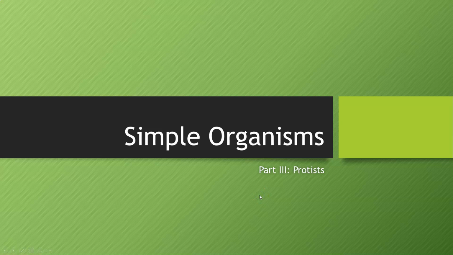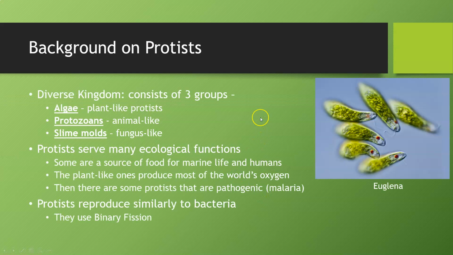Okay, so a little background information about protists. They are a diverse kingdom consisting of three major subgroups within the kingdom Protista. They are algae, which are some of our plant-like protists, such as this Euglena over here. We have protozoans, which are your animal-like protists, and then finally slime molds.